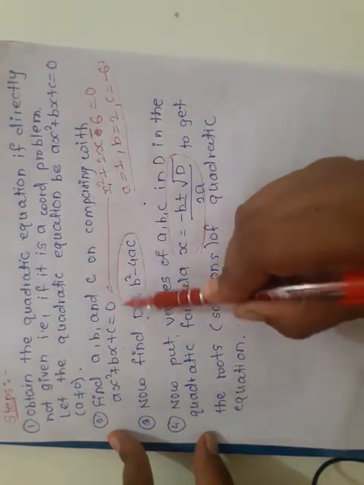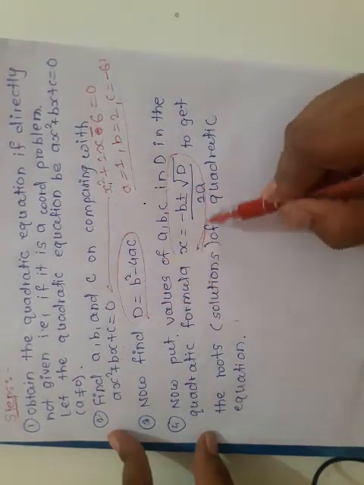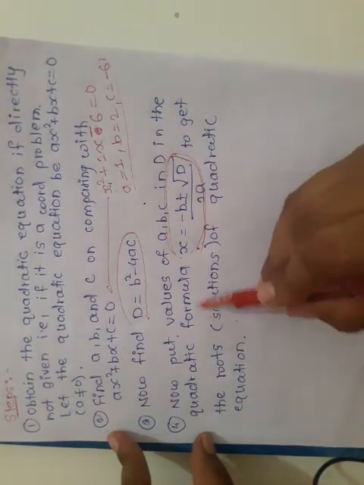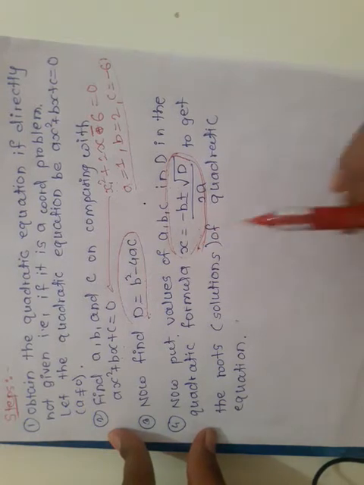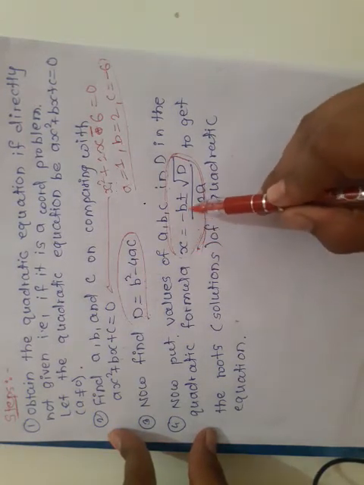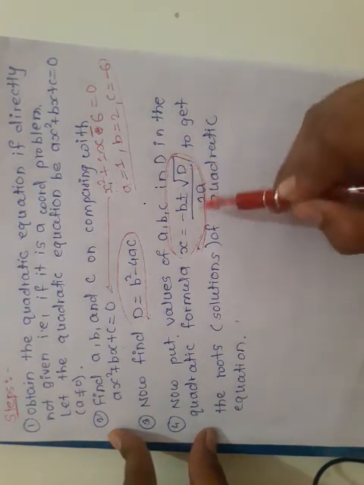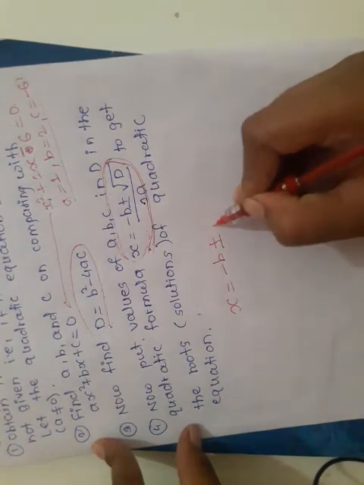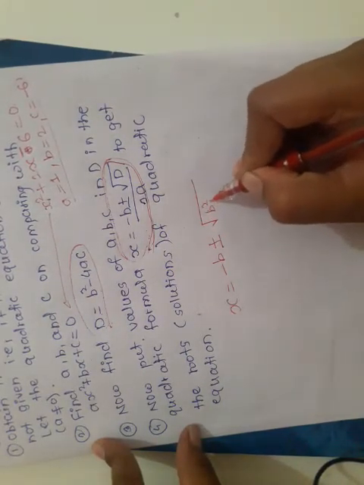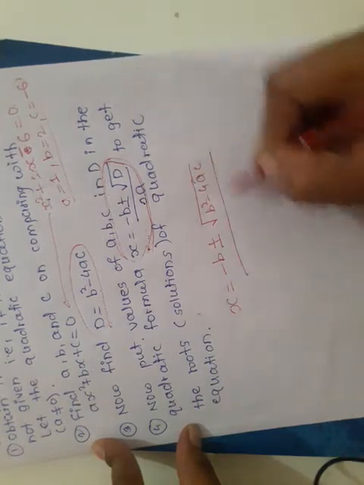D, you must remember, and you must also remember this formula. This is our quadratic formula. We have to find out the value of x. Again we get two values. So x is equal to minus b plus minus under root of D upon 2a. So here x is equal to minus b plus minus under root of b square minus 4ac upon 2a.